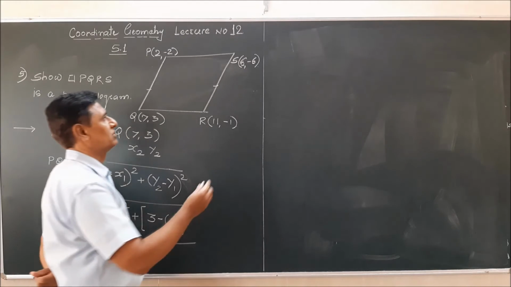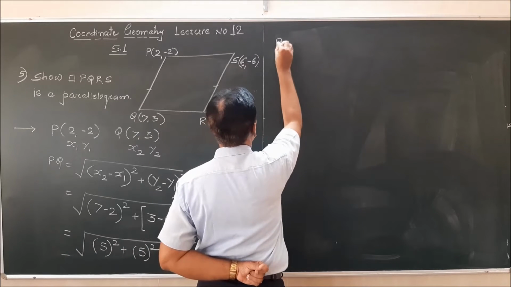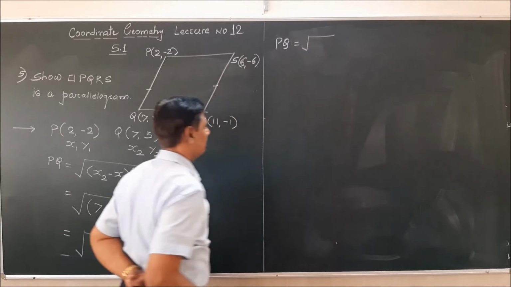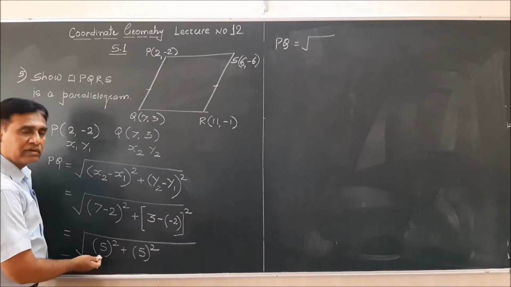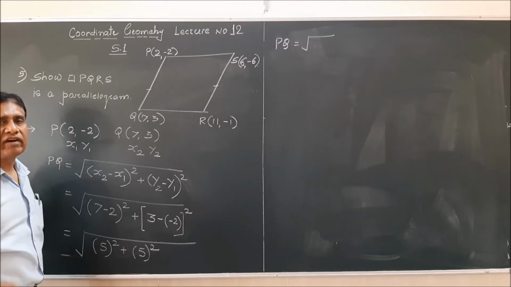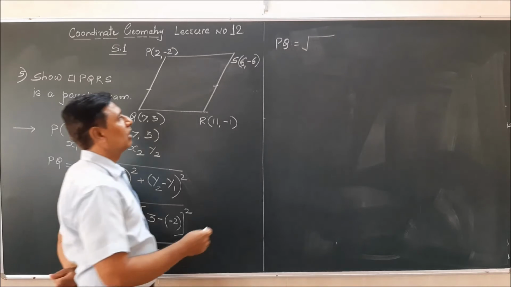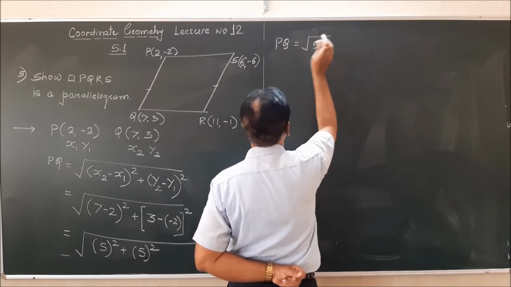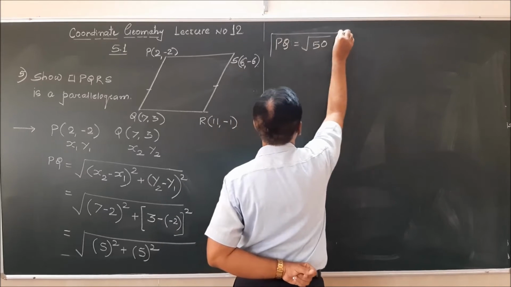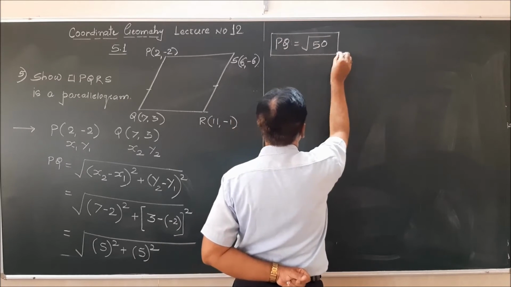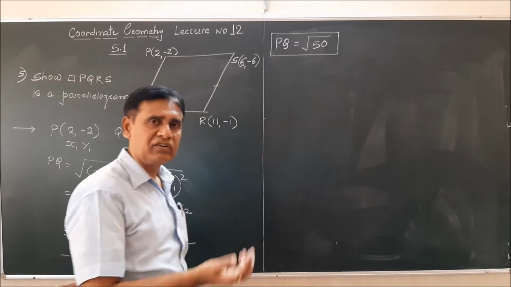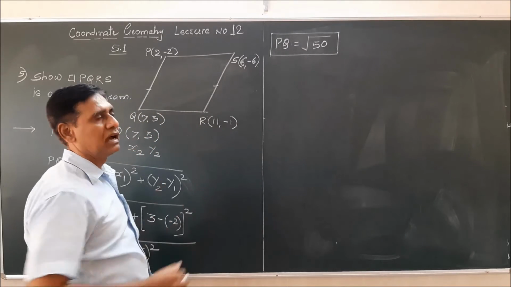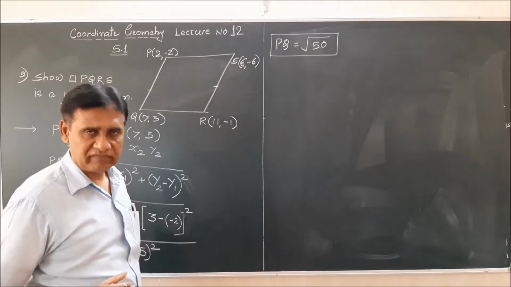Therefore PQ is equal to root of 5 square, which is 25, plus here also 5 square, which is 25. So I obtain the value of PQ as root 50. Dear students, you may feel that you should split this 50 into 25 times 2 and take the 5 out, and it is the same, but for the time being I am going to give PQ as root 50 only.